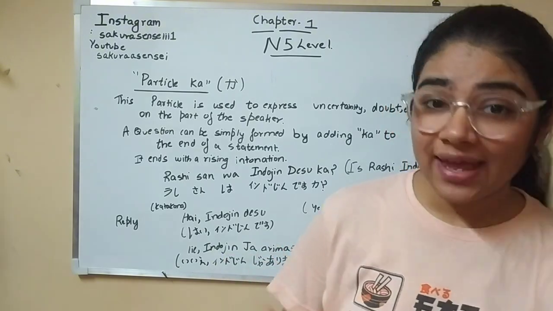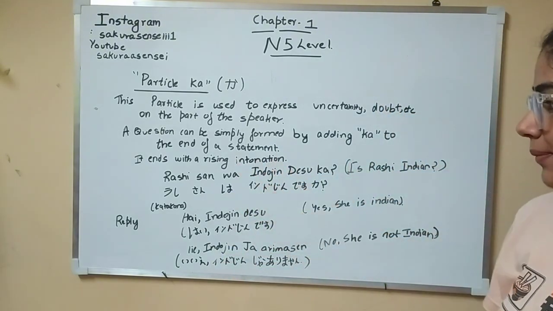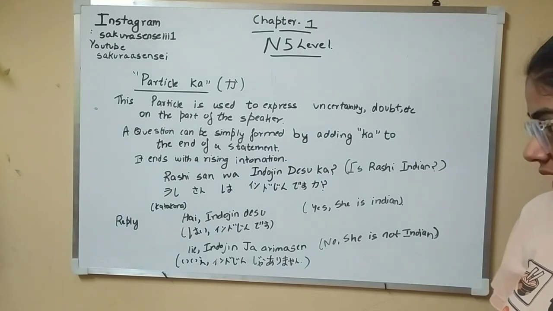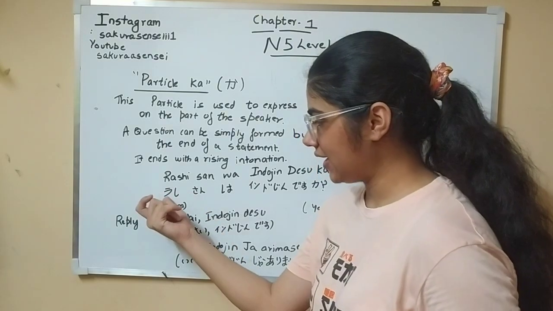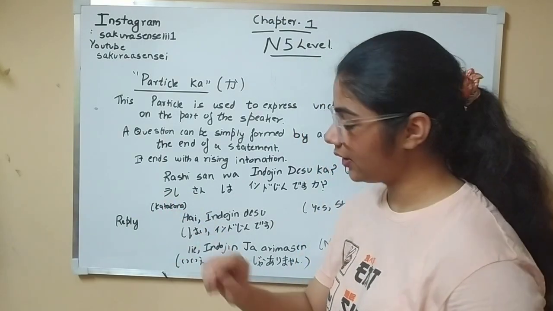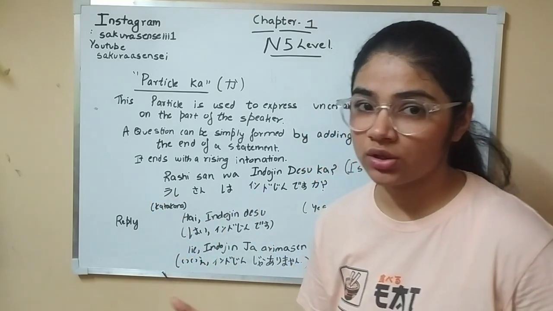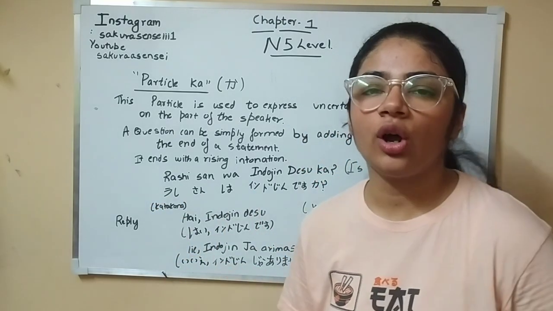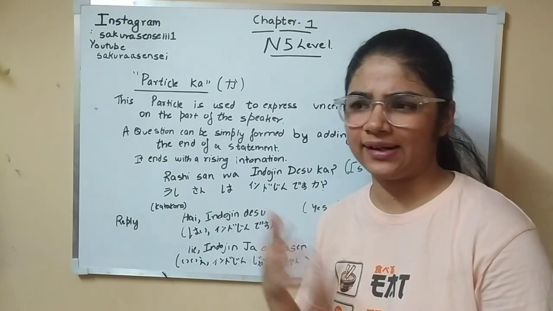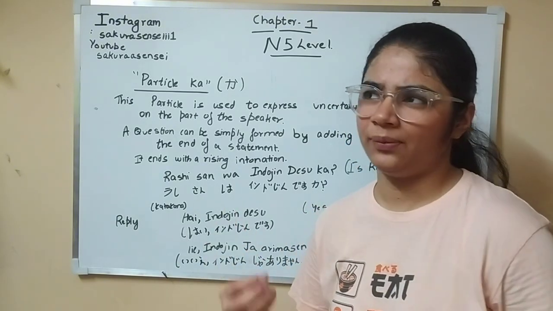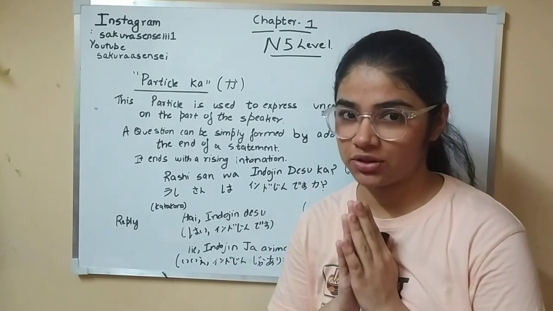And it usually ends with a rising intonation. For example, Rashi-san wa Indojin desu ka? Is Rashi Indian? So basically this is katakana, like the katakana script. The katakana is used for words which are not of Japanese origin but of other origin, like from other countries like India, America, a lot of countries, but not within Japan.